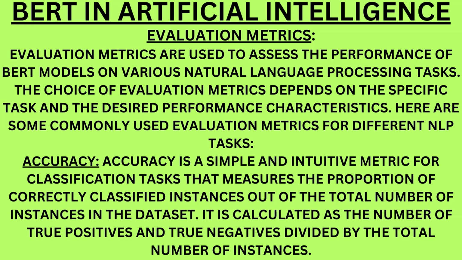Accuracy. Accuracy is a simple and intuitive metric for classification tasks that measures the proportion of correctly classified instances out of the total number of instances in the dataset. It is calculated as the number of true positives and true negatives divided by the total number of instances.